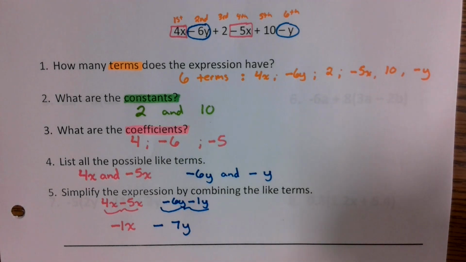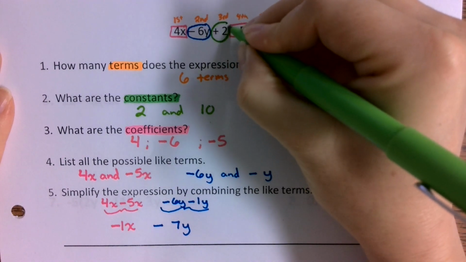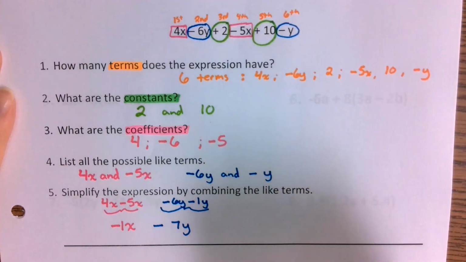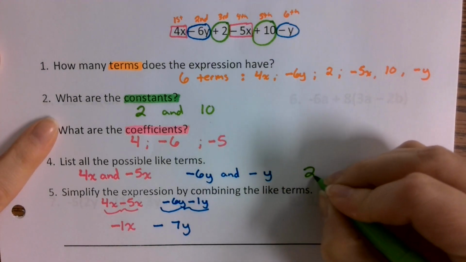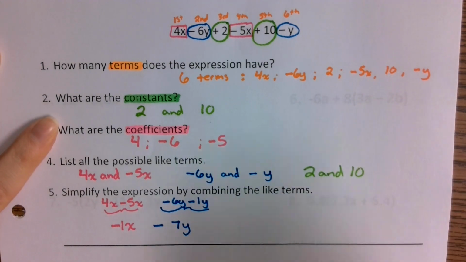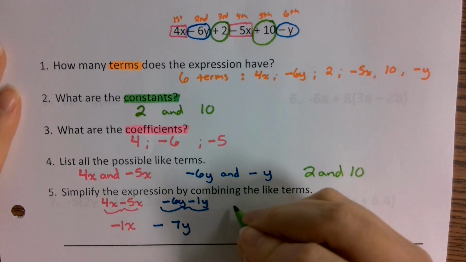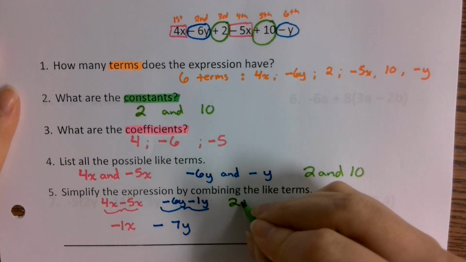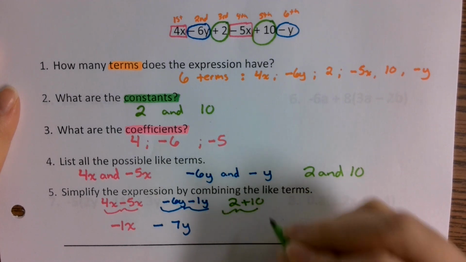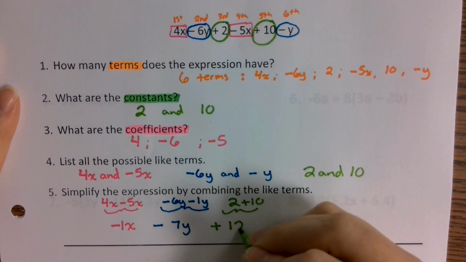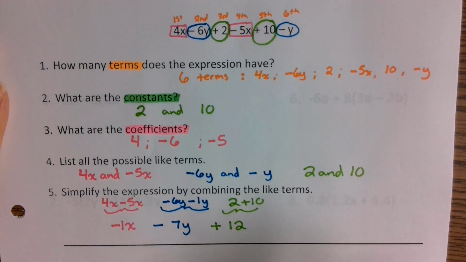Okay, other like terms. What are some other like terms that we have up here? Gavin, why don't you try to tell us? What's the other set of like terms up here? Positive 2 and positive 10. Good. We've got a positive 2 and a positive 10. So 2 and 10. Those are also a set of like terms. So we can combine those together. 2 plus 10 comes out to a positive 12.